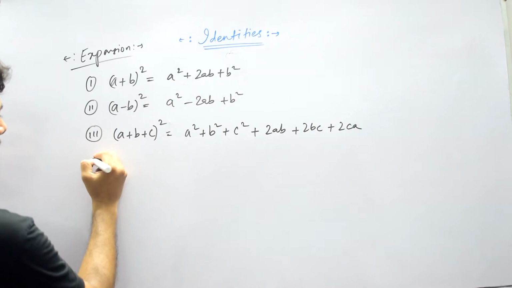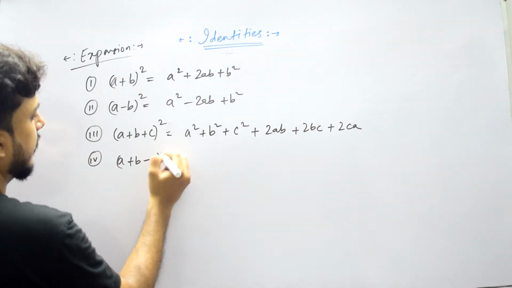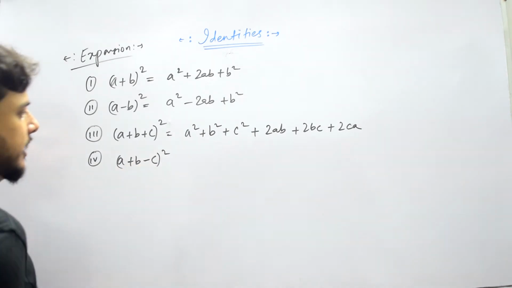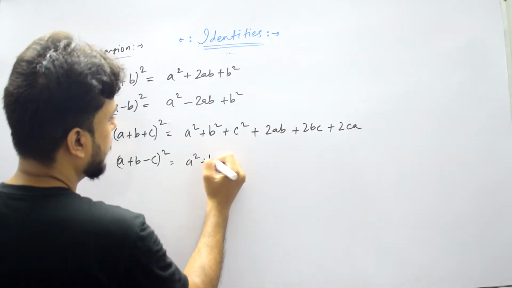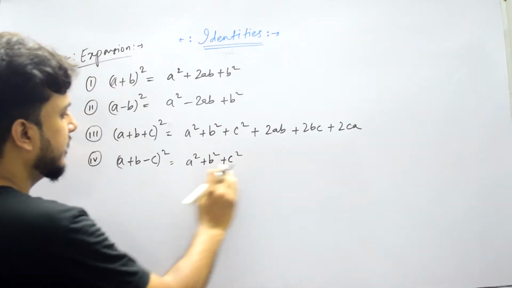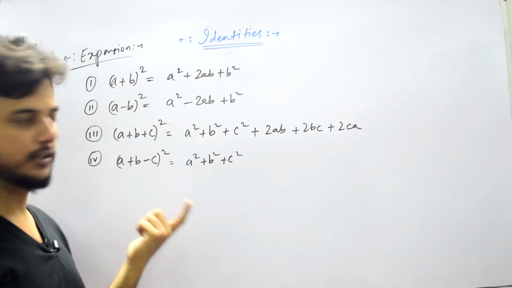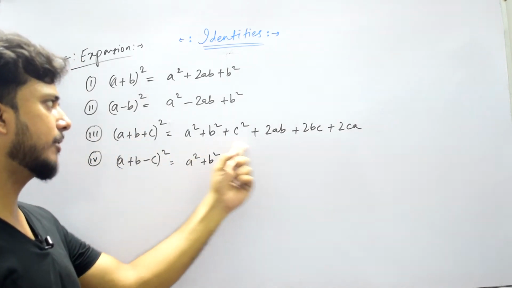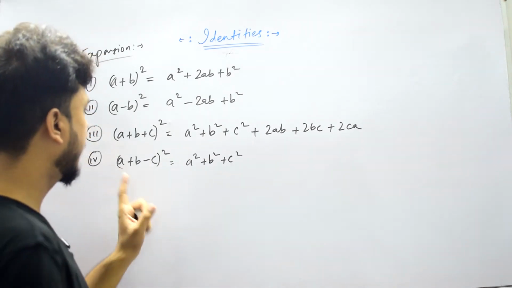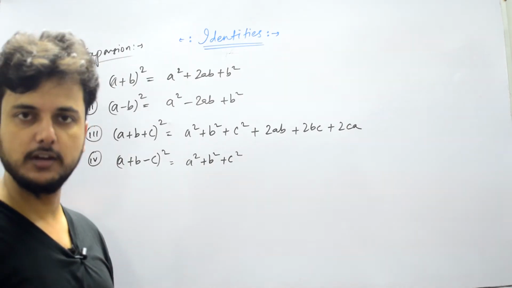Now see, the next formula will be (a plus b minus c) whole square. The first three terms will always be a square plus b square plus c square. These three terms will be the same, no matter what sign each one has. Even if all the terms are plus, it will be a square plus b square plus c square. If any one of the terms is minus, then also it will be a square plus b square plus c square.